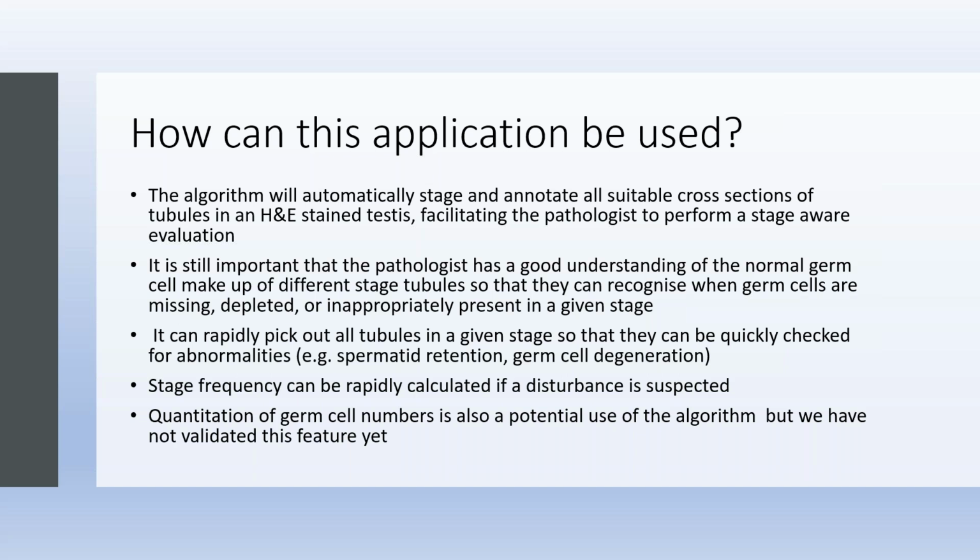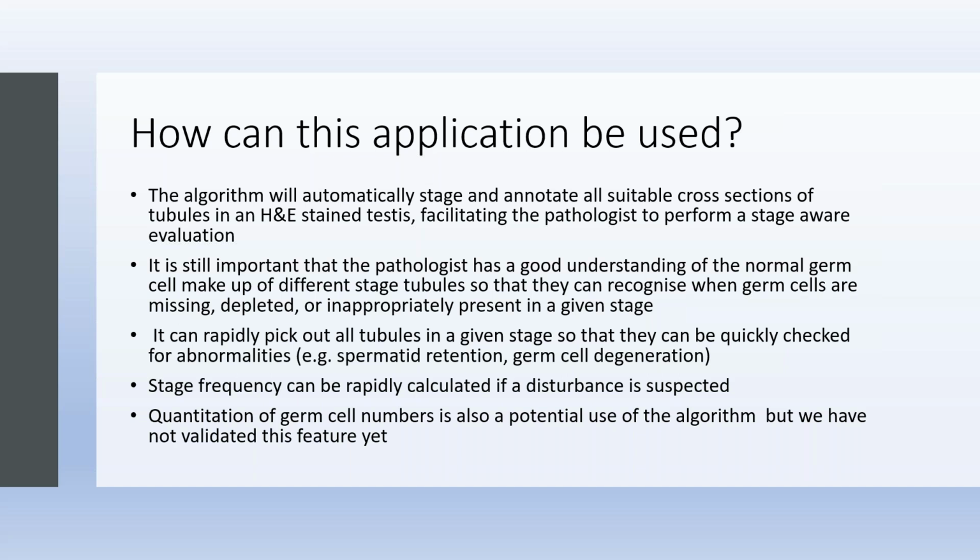Or if they think that there is a stage-specific germ cell degeneration, for instance, maybe the meiotic spermatocytes look as if there's increased degeneration there. You can pull out all the stage 14 tubules and go and check whether the suspicion is correct or not.